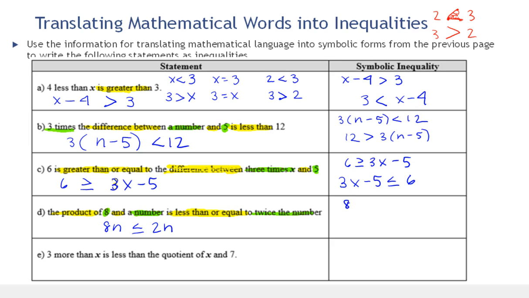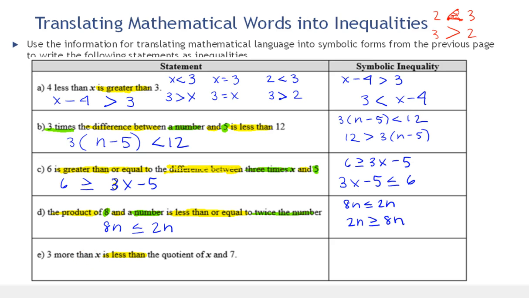So 8n less than or equal to 2n in symbolic form. And if we want to rewrite this as greater than, it would be 2n is greater than or equal to 8n. And looking at the last one, 3 more than x is, so I'm going to start highlighting, is less than, so that's a strict inequality, there's no or equals to, the quotient of x and 7.